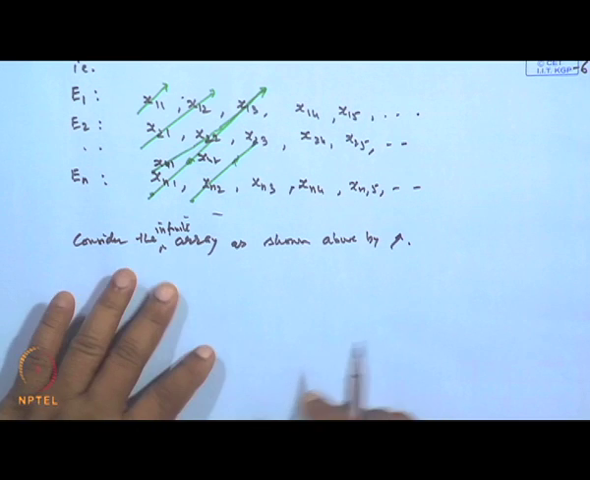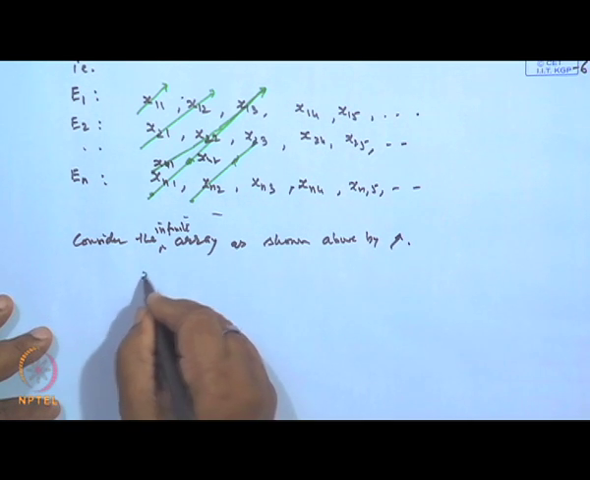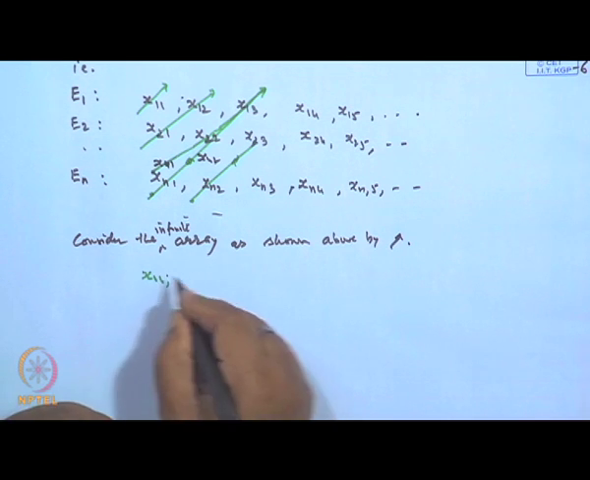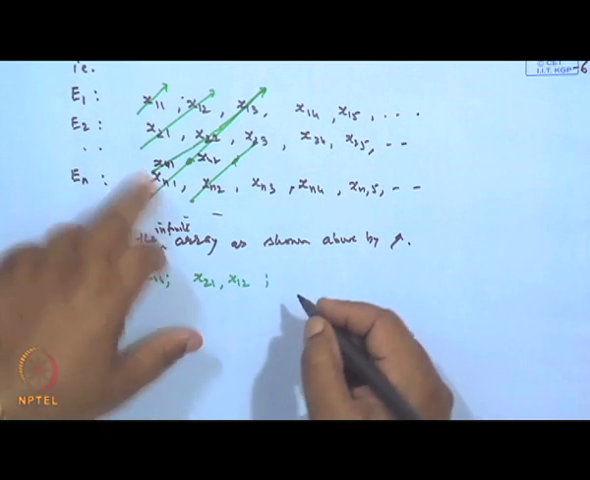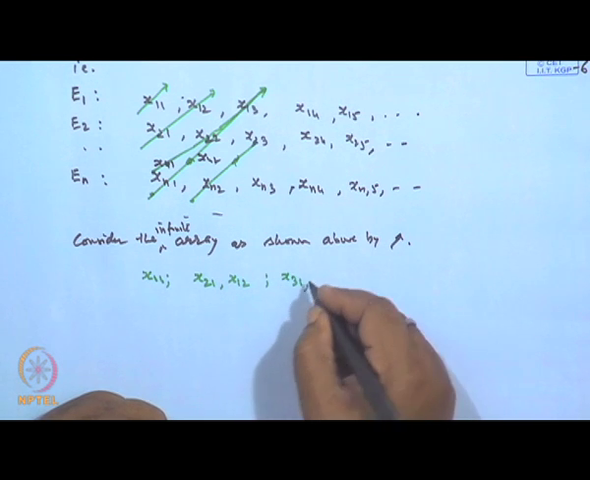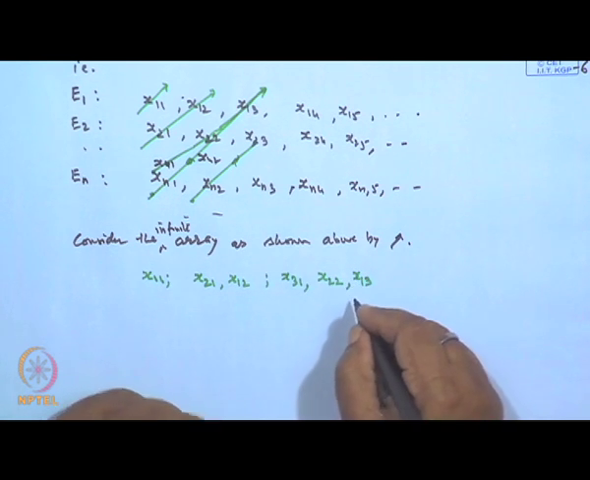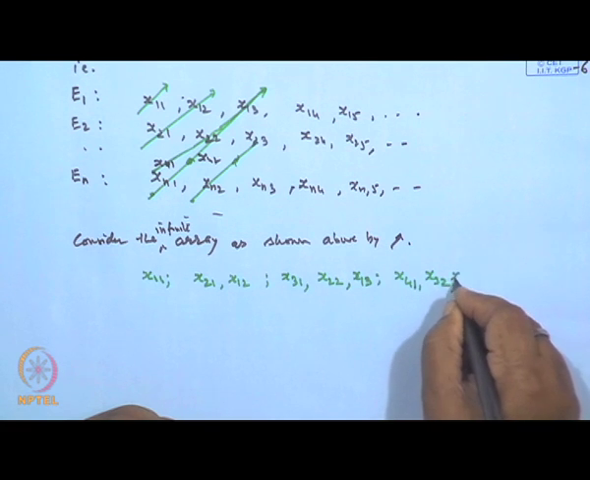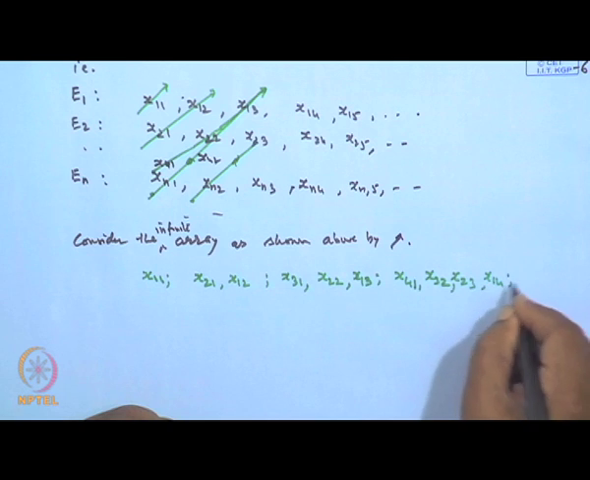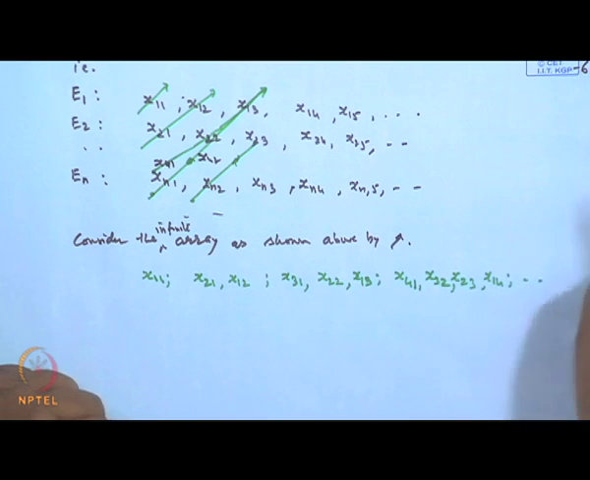So, if we continue this way, the first element we are choosing is x_11, then the second ray we are taking as x_21, x_12, then the third ray we are taking as x_31, x_22, x_13, and the fourth one is x_41, x_32, then x_23, and then x_14, like this. Continue this. If we arrange this in the form of a sequence, we get the first element, second element, third element and so on.